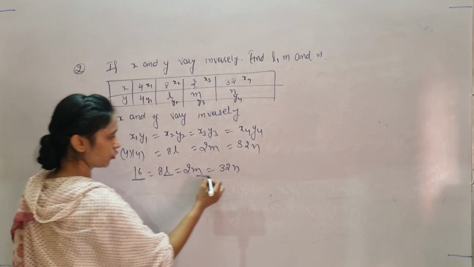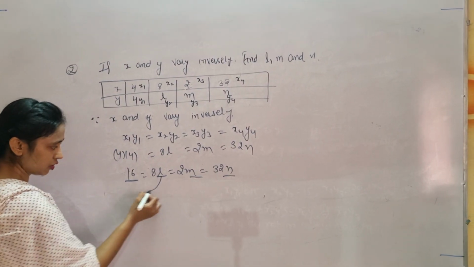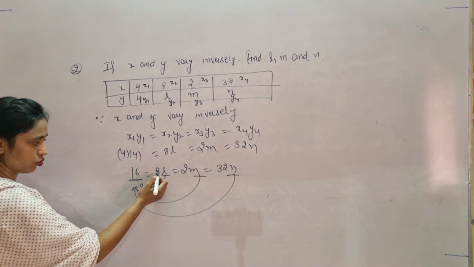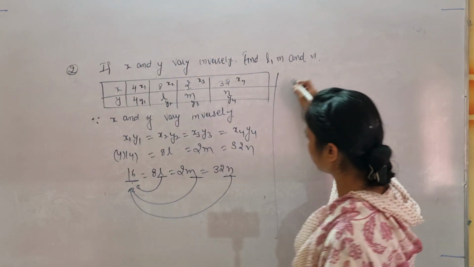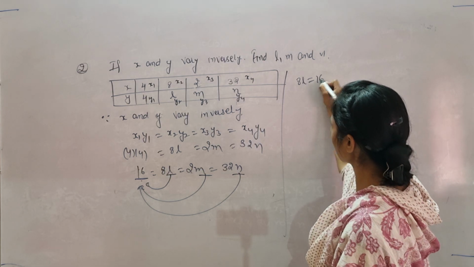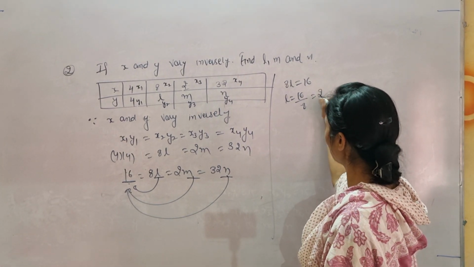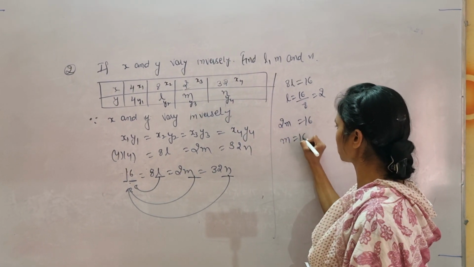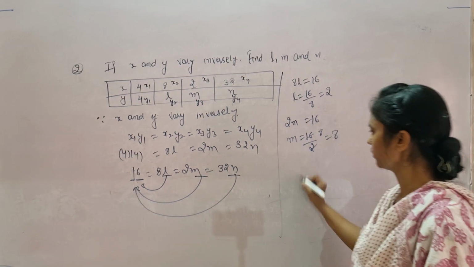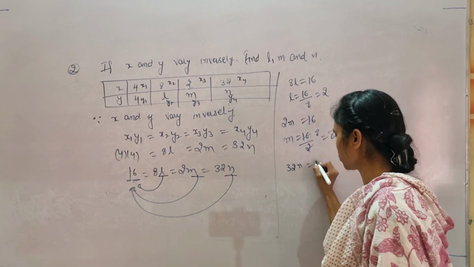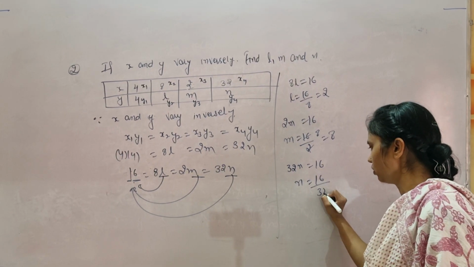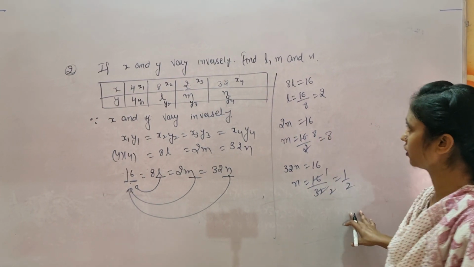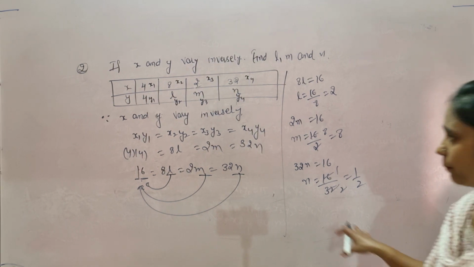Okay, unknowns are being used in these three, and all four are equal, so you have to equate all three with this one. 8L you equate with 16, you will have the value of L. 8L is equal to 16 means L is equal to 16 by 8 is equal to 2. Then 2M can also be written as 16. M is equal to 16 by 2, 8. Okay, 32N is equal to 16 means N is equal to 16 by 32, 1 by 2.